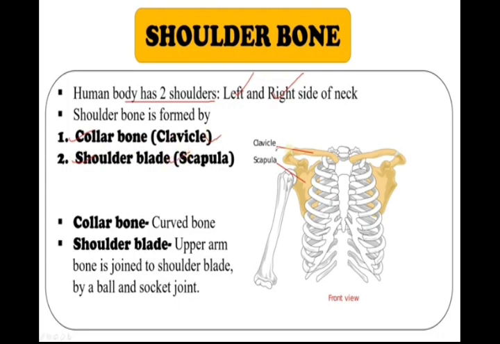The collarbone is also called the clavicle, and the shoulder blade is called the scapula. In this picture you can see the clavicle and the scapula. The upper part is the clavicle. The collarbone is a curved bone, and the upper arm bone is joined to the shoulder blade by a ball and socket joint. Look here, this is your upper arm, joined to the shoulder blade.